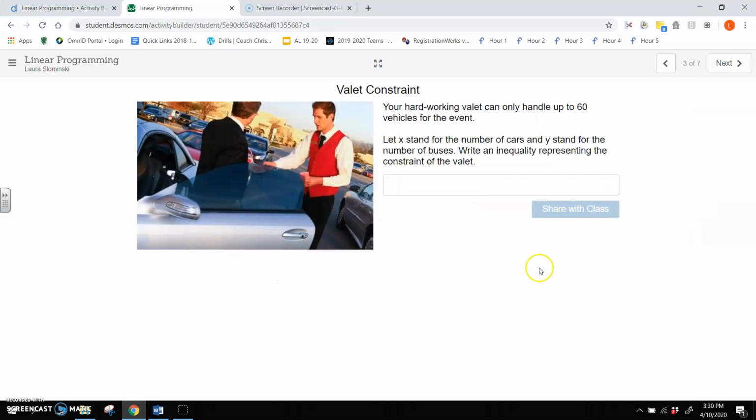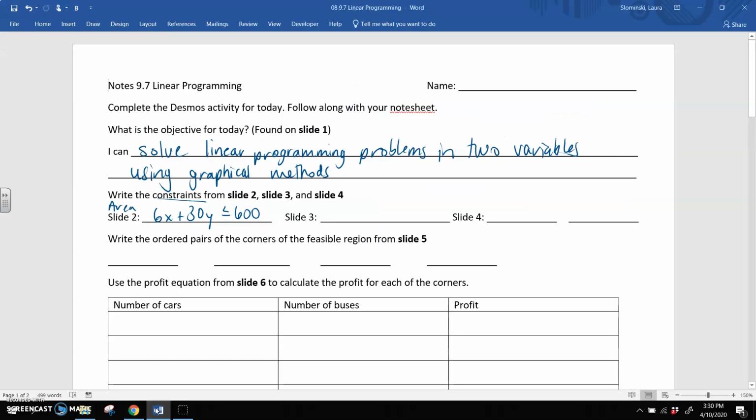Going to the next slide, now there's a valet constraint. It says your hardworking valet can only handle up to 60 vehicles. So the combination of cars and buses, they can only deal with 60 vehicles. Once again, if X is the cars and Y is the buses, we know that X plus Y, no matter what combination it is, has to be less than or equal to 60, because that's the most cars and buses that the valet can deal with. So the valet constraint is X plus Y is less than or equal to 60.